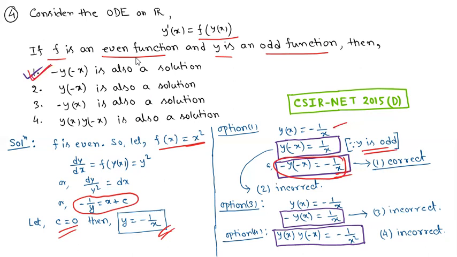Now in option 2, we are getting y of minus x equals 1 by x, but y equals minus 1 by x. So option 2 is incorrect. Similarly, you can check option 3 and option 4 will also be incorrect. Now question 5.